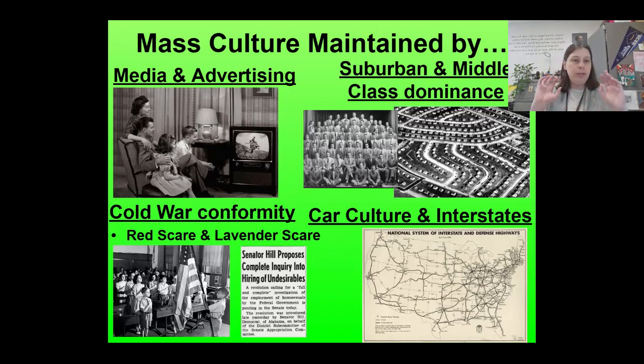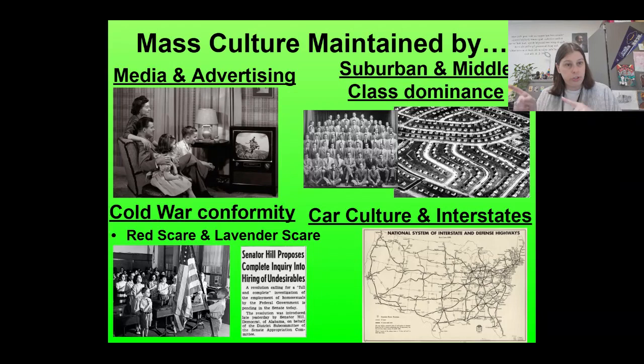Another thing that encourages mass culture in this time period, or especially encourages conformity, is the threats that come from the Cold War itself, right? The Cold War comes with a series of scares that are really about trying to root out people inside of American society who are maybe secretly communist or secretly subversive or trying to undermine the American government in favor of the Soviet Union.